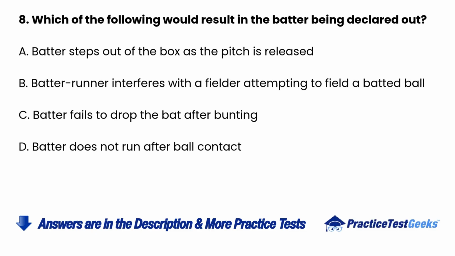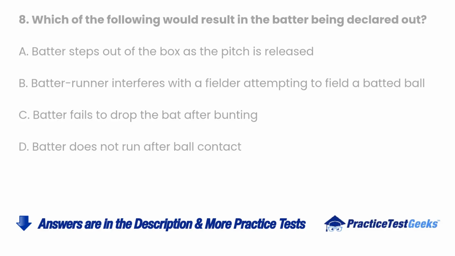8. Which of the following would result in the batter being declared out? A. Batter steps out of the box as the pitch is released. B. Batter runner interferes with a fielder attempting to field a batted ball. C. Batter fails to drop the bat after bunting. D. Batter does not run after ball contact.